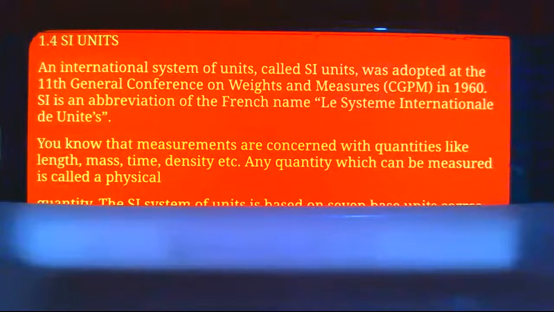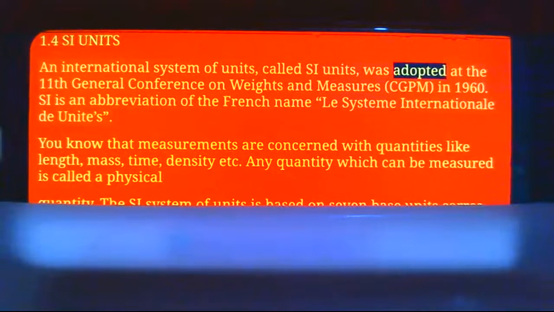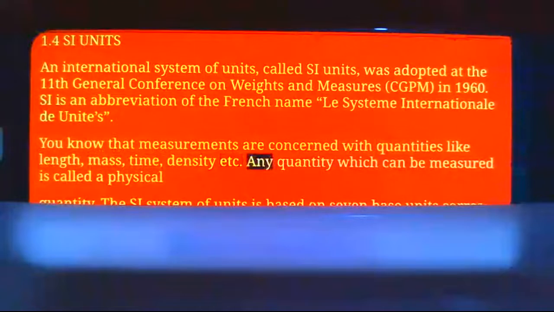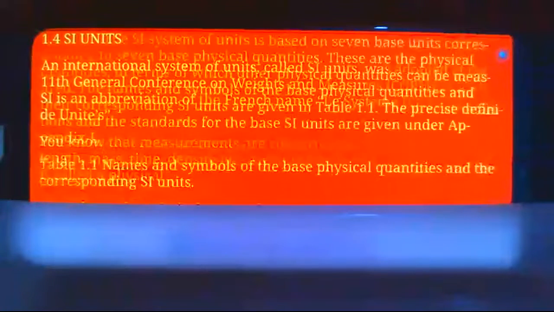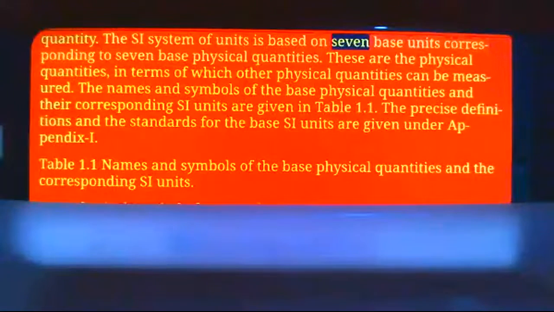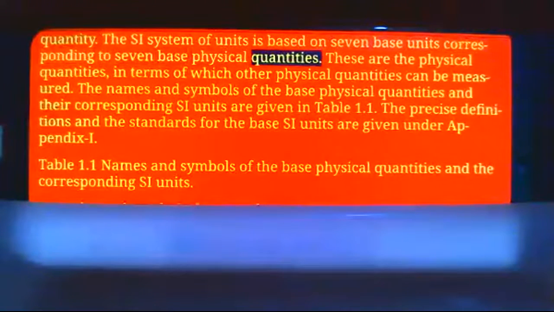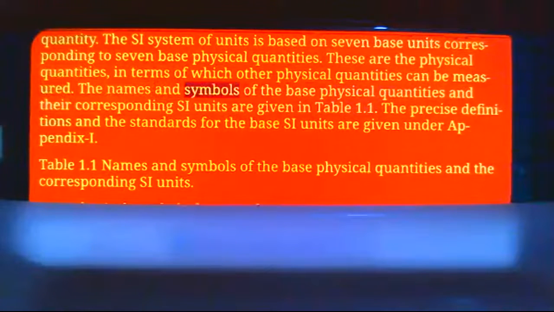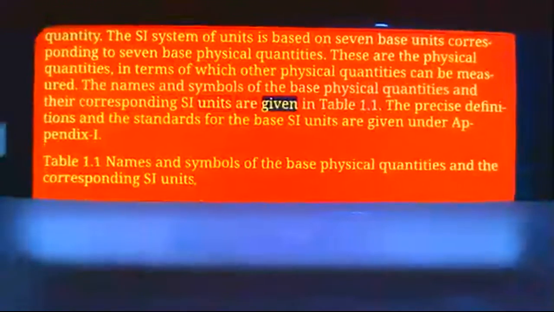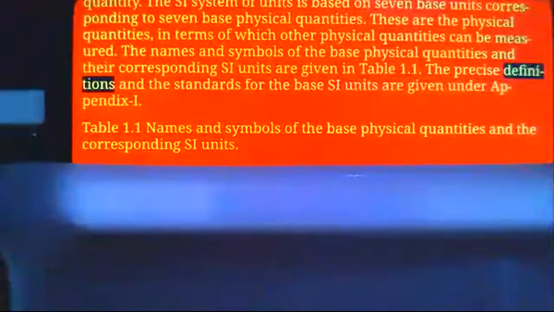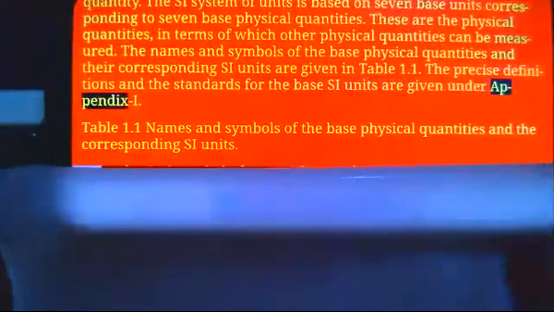1.4 SI units. An international system of units called SI units was adopted at the 11th General Conference on Weights and Measures (CGPM) in 1960. SI is an abbreviation of the French name, Le Système International d'Unités. You know that measurements are concerned with quantities like length, mass, time, density, etc. Any quantity which can be measured is called a physical quantity. The SI system of units is based on 7 base physical quantities. These are the physical quantities in terms of which other physical quantities can be measured. The names and symbols of the base physical quantities and their corresponding SI units are given in Table 1.1. The precise definitions and the standards for the base SI units are given in Appendix I.